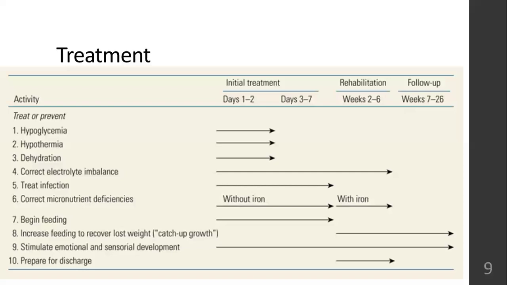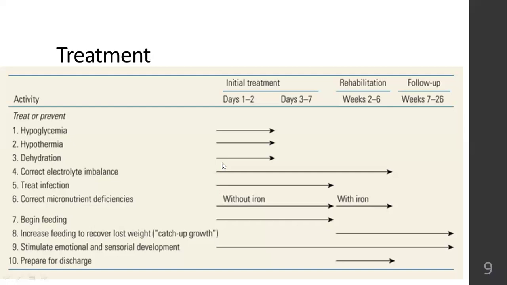So here you can see the table form of the treatment. Initial days in the ICU, hypothermia, hypoglycemia, dehydration, these are corrected. Day 3 to day 7, step down ICU, electrolyte imbalance, infection, micronutrient deficiencies will be corrected. And then the rehabilitation phase will start in the general ward, where the child is being fed, increasing the feeding to recover the lost weight, catch up growth, because now you want to catch up what the child has lost in comparison to their peers.